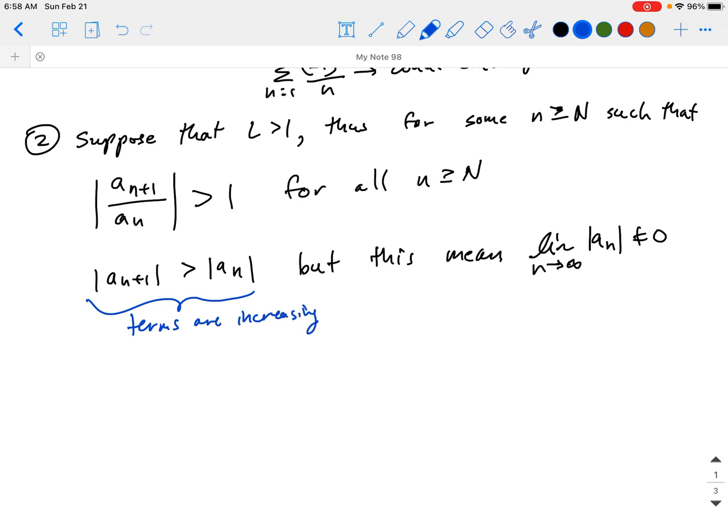So if the terms are increasing, the limit here is going to be not equal to 0, which also means that the limit as n goes to infinity of a sub n is not equal to 0. Okay. So this means that our series diverges.